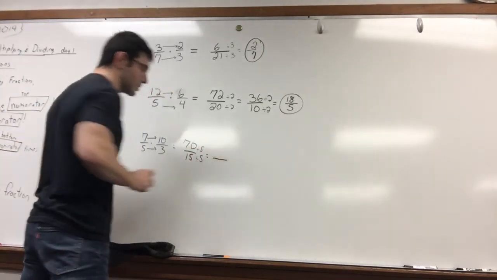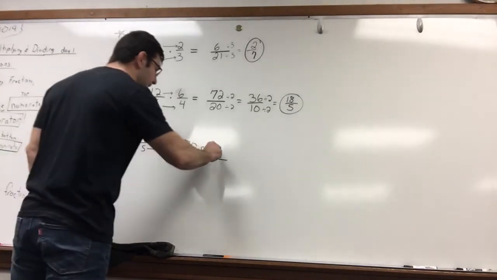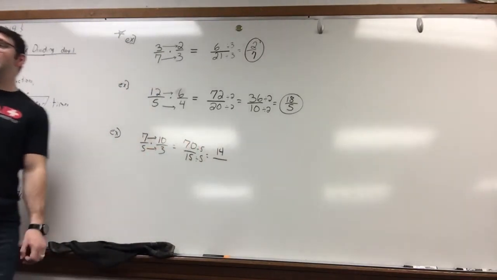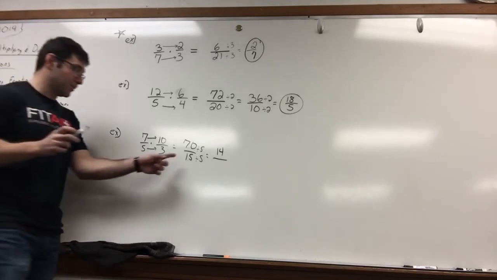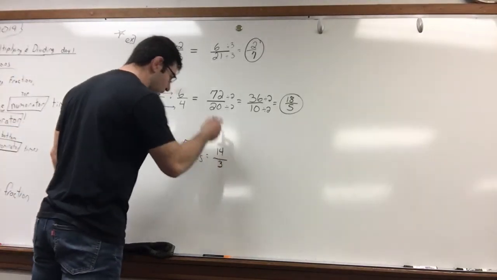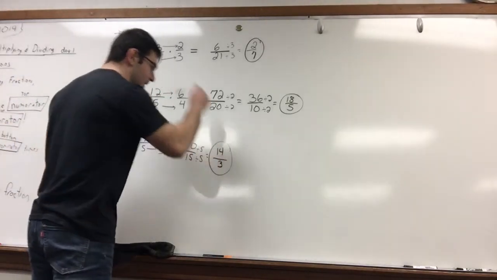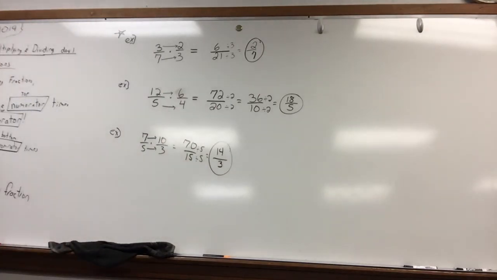I keep my fraction bar. 70 divided by 5 is 14. The 14 needs to go in the numerator. 15 divided by 5 is 3. Yep, that's simplified as simplified can be. Questions, concerns, comments on multiplication? Good.